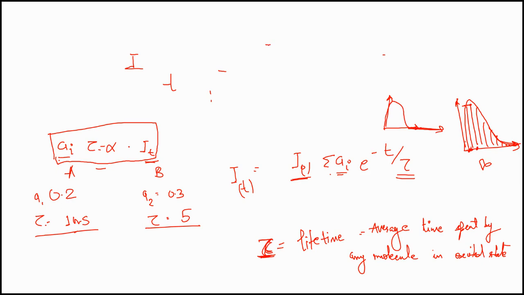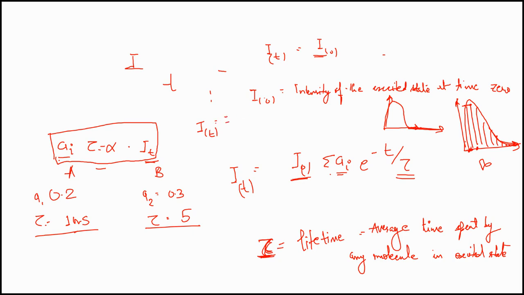Yeah, so for any intensity at time t, it will be given by the expression I at 0. What is this I at 0? I at 0 is the intensity of the excited state at time 0. Okay. What is I t? I t is the intensity of the excited state at time t.